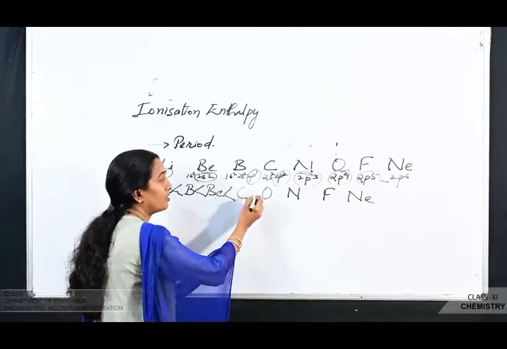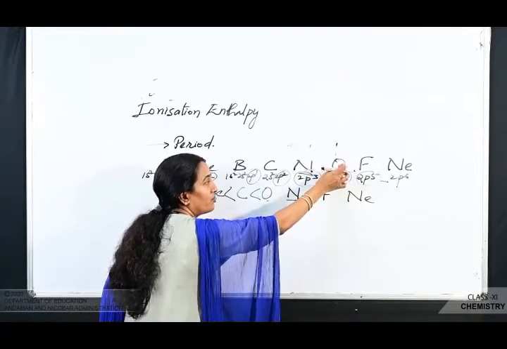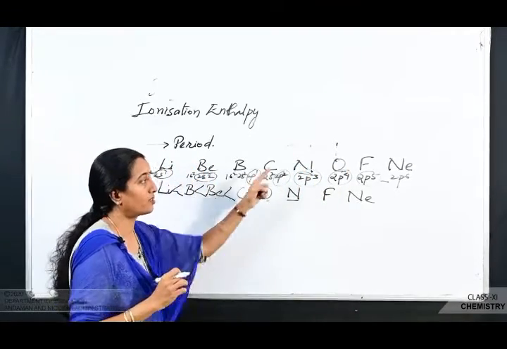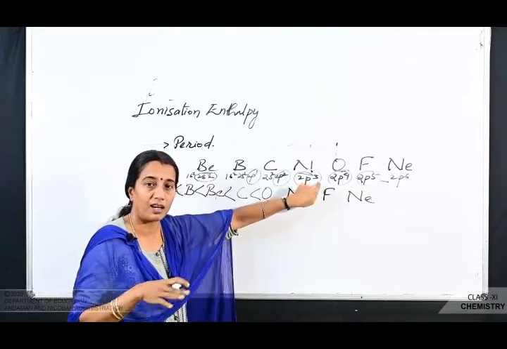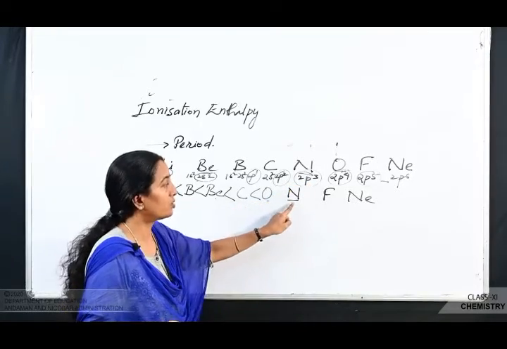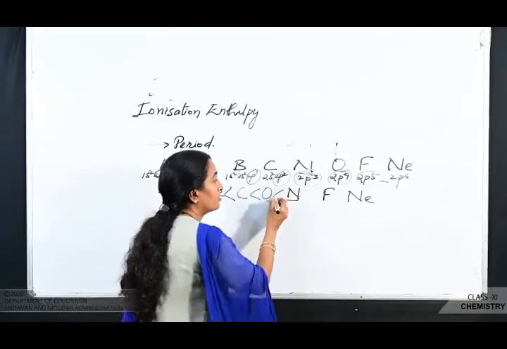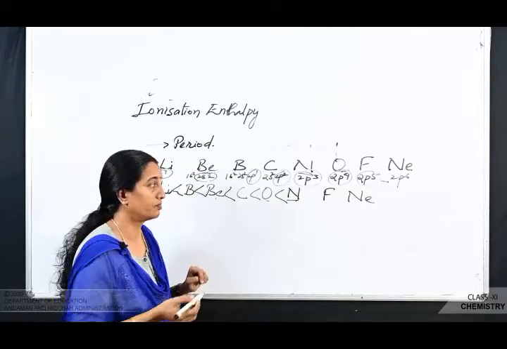And in the case of nitrogen and oxygen, the size of oxygen is smaller than that of nitrogen. But here you will find the p3 condition. P3 condition means completely half-filled condition, and completely half-filled condition means more energy is required to remove an electron. So its energy increases. So to remove the electron from nitrogen, more energy is required compared to oxygen.